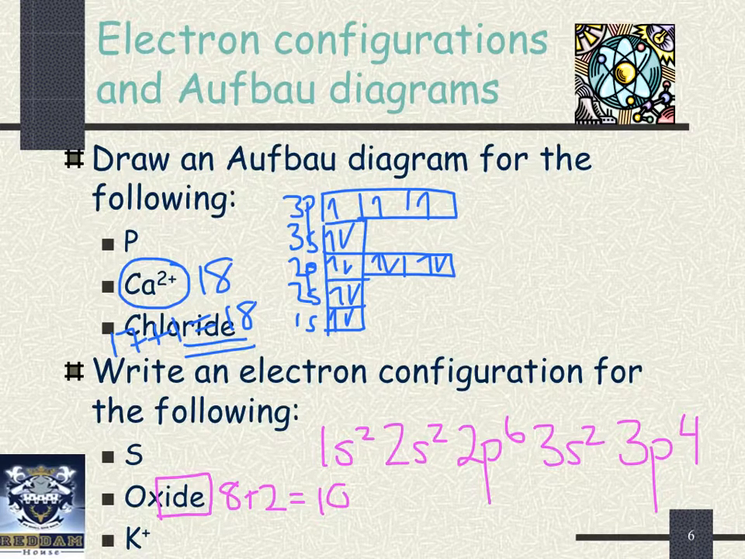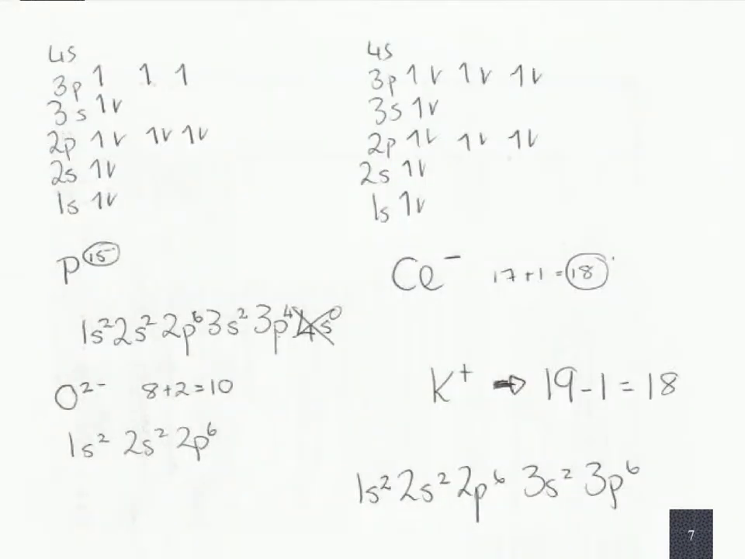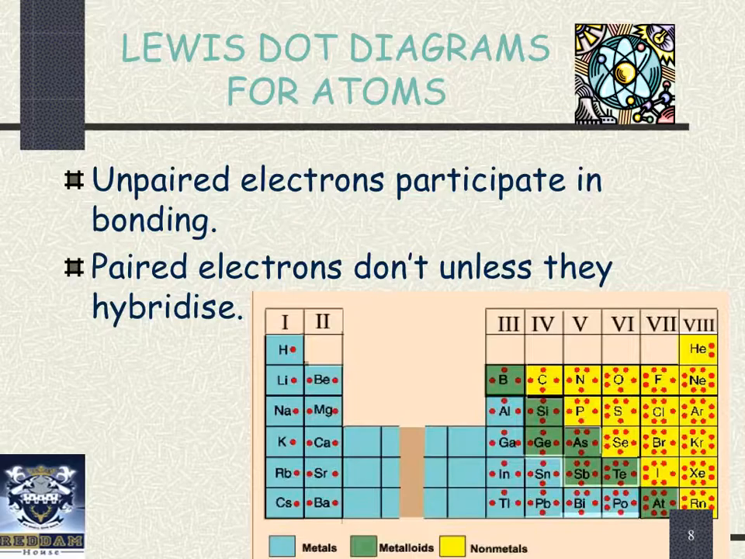And finally, potassium would normally have 19, but it's lost 1, so it's going to be 18 electrons that you represent using the electron configuration. Those are all represented in the slide over here. If necessary, press pause and double check your answers.